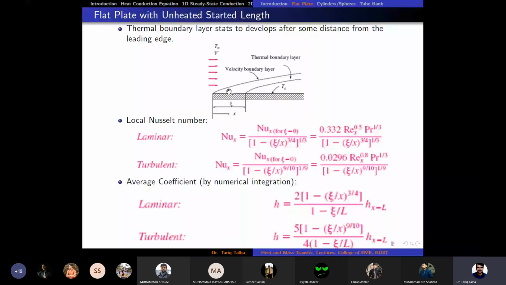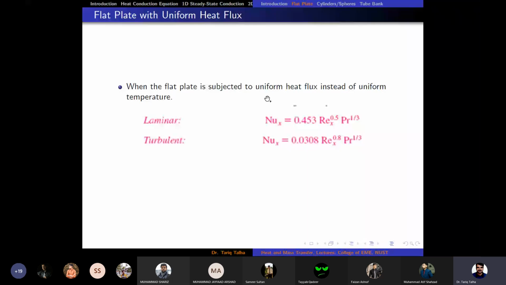So up to now we have discussed only the cases where the surface temperature is known to us. But what if on that flat plate we are given the flux value rather than the surface temperature? In that case, when the flat plate is subjected to uniform heat flux, it is just like giving uniform heat flux to a pan on a gas oven. So that is the case where we provide uniform heat flux.